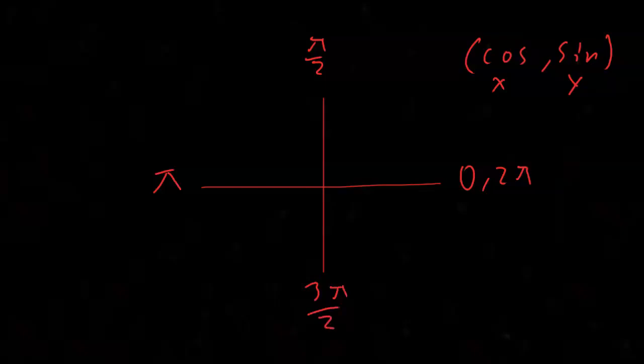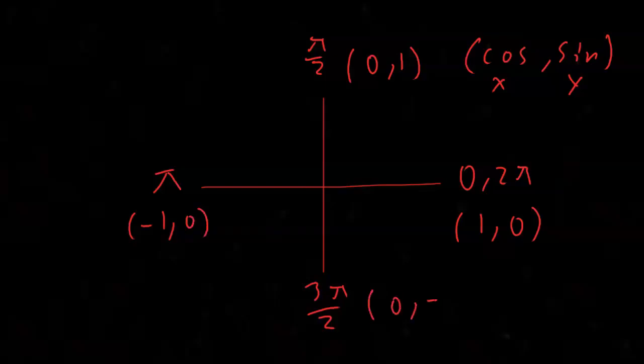So following the interval notation in the top right corner, for 0 and 2 pi, the cosine is 1 while the sine is 0. For pi over 2, the cosine is 0 while the sine is 1. For pi, the cosine is negative 1 while the sine is 0. And for 3 pi over 2, the cosine is 0 while the sine is negative 1.